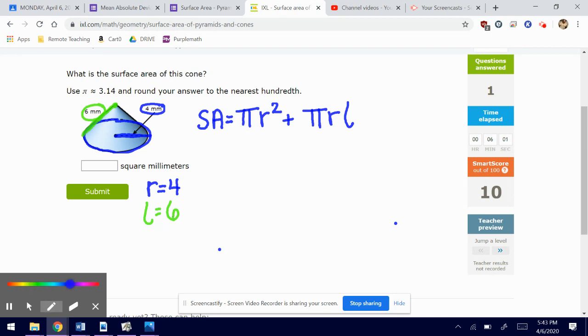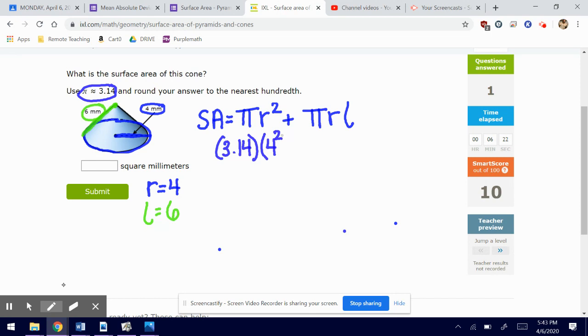So now I can just plug everything in. My instructions tell me instead of using the pi symbol to use 3.14. So that's what I'm going to do to make sure I get the correct answer. So instead of pi, I'm going to substitute 3.14 and then r squared. My r is 4, so I'm going to substitute that as 4 squared. Bring down my plus. Instead of pi, I'm going to use 3.14.